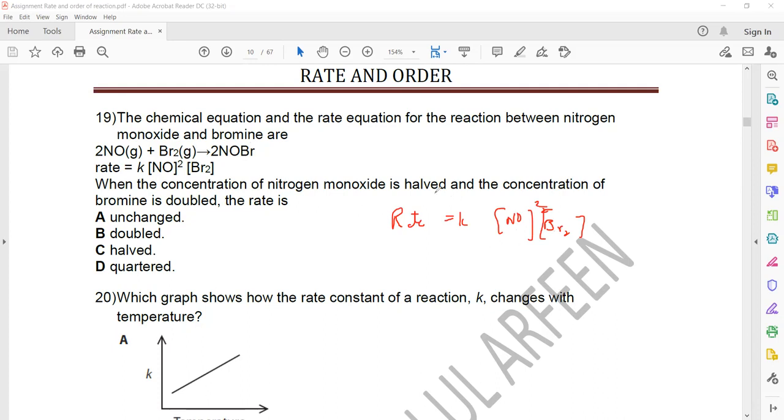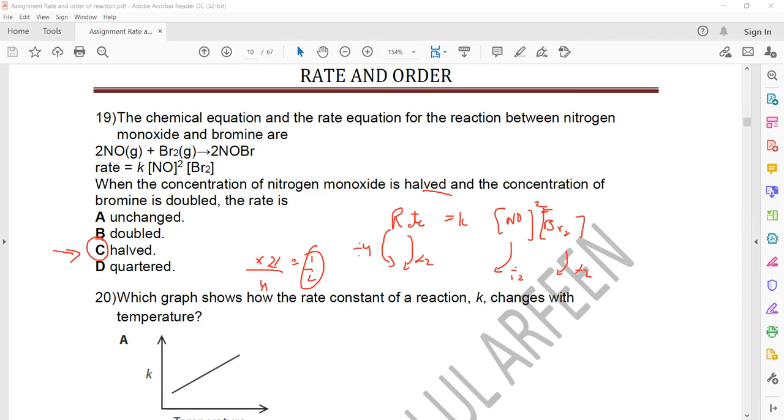So the concentration is halved, so this is divided by 2, and the rate will be divided by 4. And the concentration of bromine is doubled. This will also double the rate because it's first order. So one is multiplied by 2, another is divided by 4. What is the overall change? It will be 1 by 2, so it becomes half of its original value. So C will be the right answer. Is it clear?